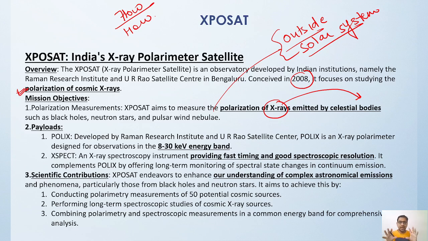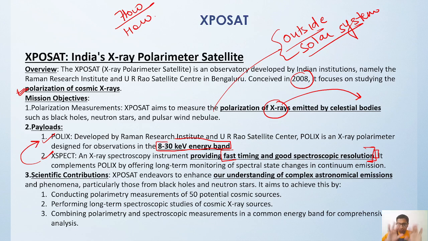The X-ray Polarimeter Satellite contains two payloads, that is POLIX and XSPECT. POLIX is developed by the Raman Research Institute, and it will be observing the 8 to 30 kilo electron volt energy band. The XSPECT X-ray spectrometer has fast timing and good spectrometric resolution, so it will be complementing the POLIX observation.